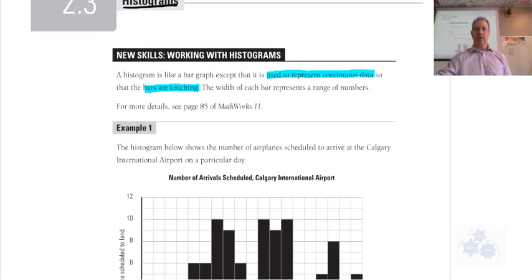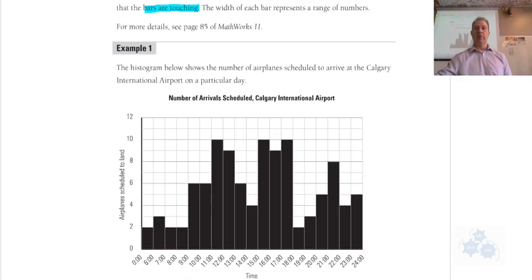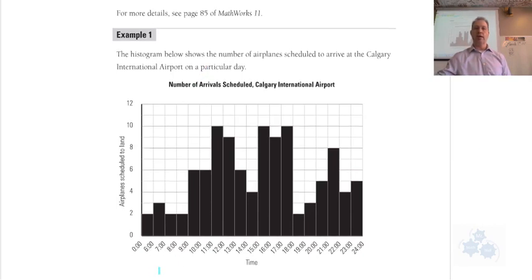So let's take a look at this one here. The histogram below shows the number of airplanes scheduled to arrive at the Calgary International Airport on a particular day. So notice this. At the bottom we have time. That's the time of day. So 6 o'clock is a cutoff here, and then 7 and 8 and 9. And that's time that they're butted right up against each other, right? The hours.